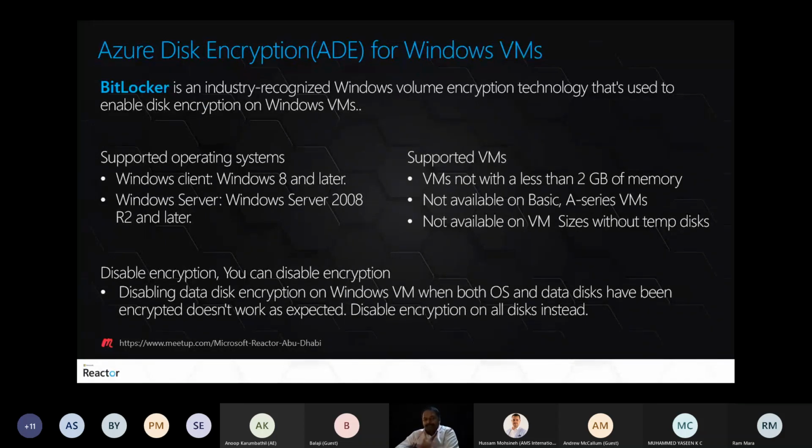What is behind it? I mean, Azure Disk Encryption for Windows VMs uses the industry-recognized BitLocker feature to do the volume encryption. It provides full disk encryption of the OS disks and data disks, and also the temporary disk. For some of the VM SKUs you will have a temporary disk. When you do Azure Disk Encryption, the temporary disk will also be encrypted.